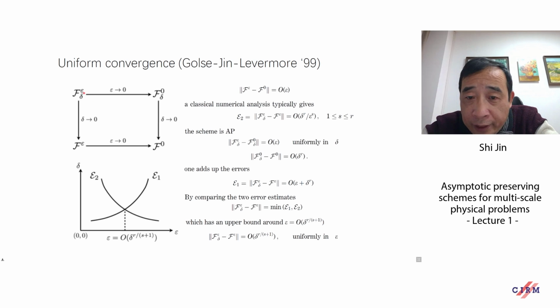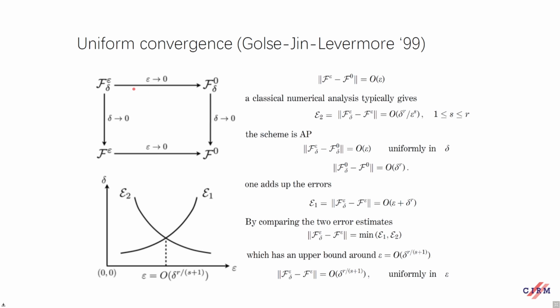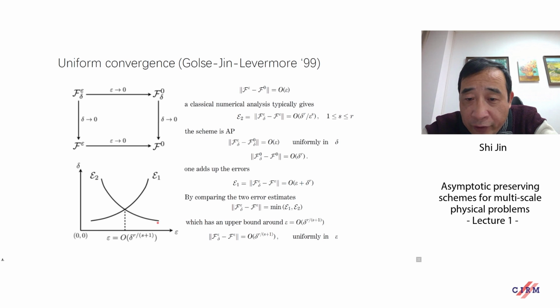I have another error, where I just use the triangle inequality and add the error from here to here and there. You have all the epsilon here, all the delta to the power r there. You get a second error, epsilon 1. Epsilon 1 is very good when epsilon is small, but very bad when epsilon is large. The other error is very good when epsilon is large, but bad when epsilon is small.